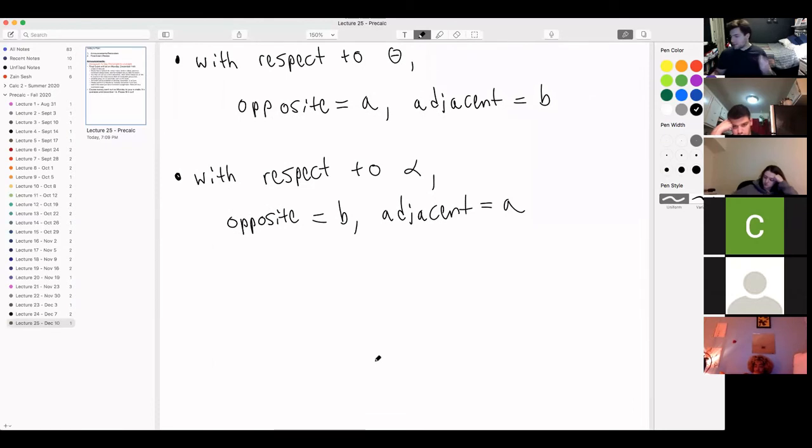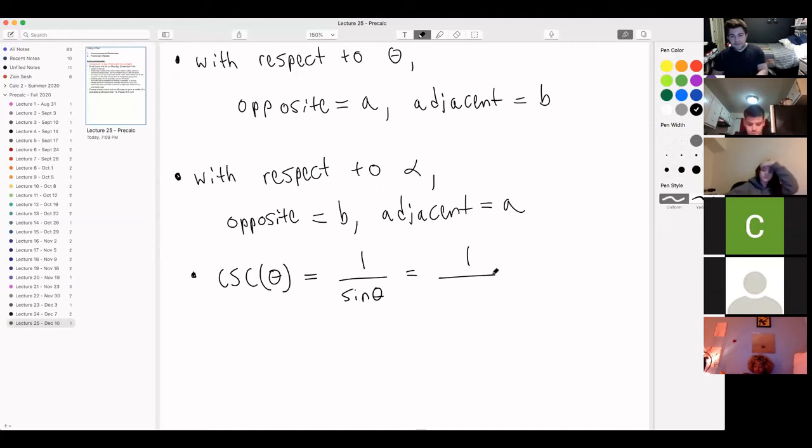Excellent. So the reason why you want to list this out is because now it's very easy to find cosine and sine of these angles. So just very quickly, we'll do an exotic one. We'll do cosecant of theta. Now remember, cosecant is defined to be the reciprocal of sine. So this is 1 over sine of theta. Now, sine of theta is opposite over hypotenuse by definition.